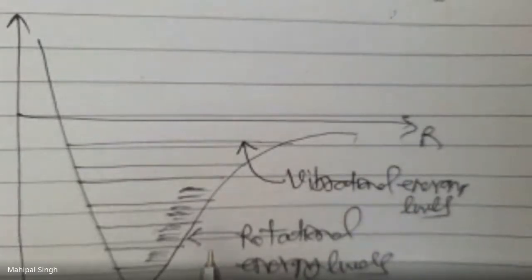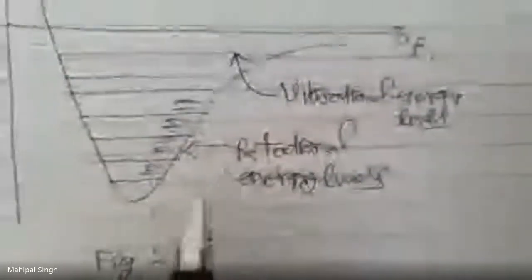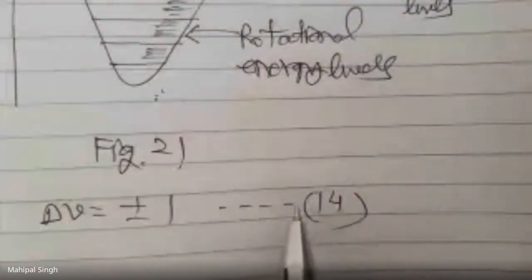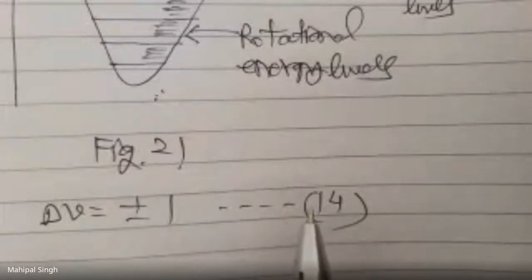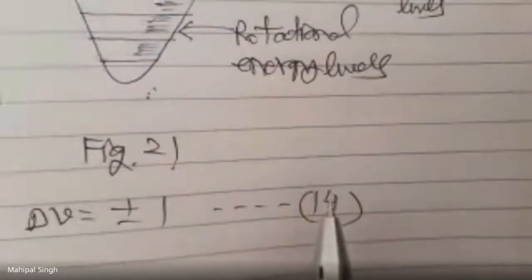The selection rule for transitions between vibrational states is delta v equal to plus or minus 1. Suppose this is equation 14. Pure rotational spectra are observed only in liquids. This is because interactions between neighboring molecules prevent their rotational motion.